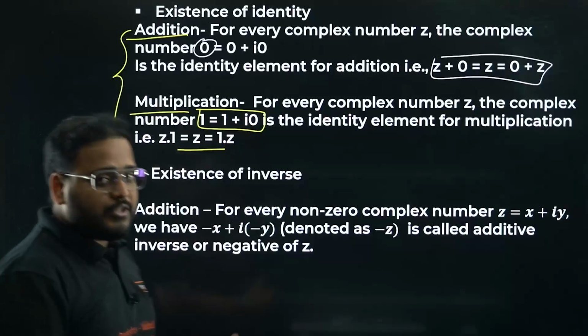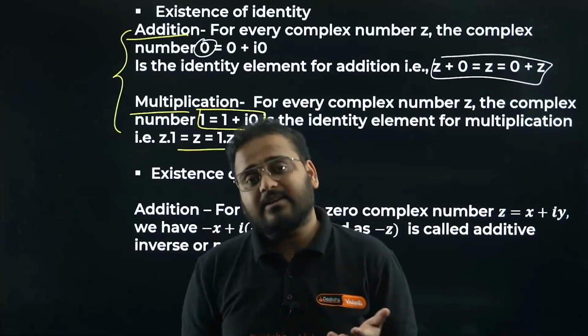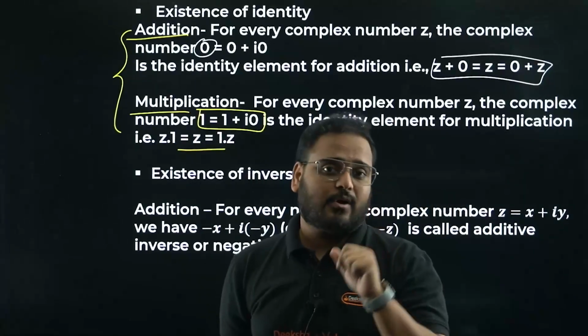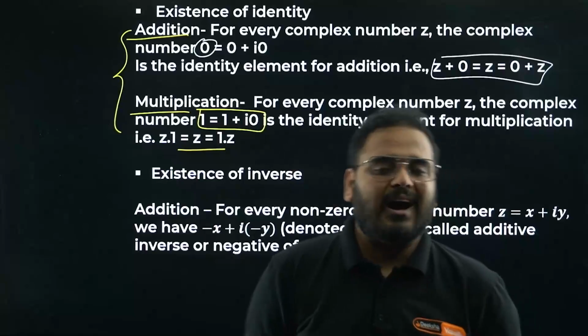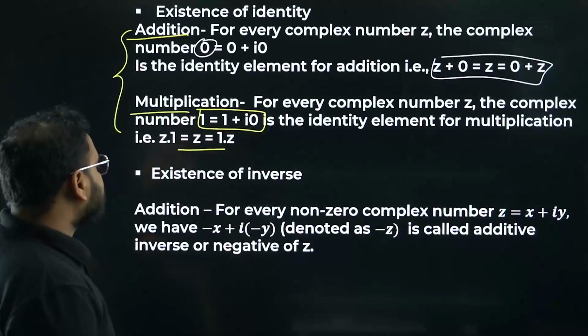Okay. For additive identity we have 0 as a complex number, and for multiplicative identity we have 1 as a complex number. 1 can be written as 1 plus i0. Okay. Existence of inverse, please check.